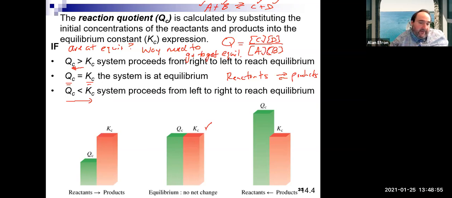Or you may do the calculation and go, oh, my Q value and my K value are the same, which means this system's already at equilibrium. It doesn't need to go either way to reach equilibrium because we're already there. So that's what we use the reaction quotient for. It's a way for us to determine whether we've hit equilibrium, and more importantly, if we didn't, which way we need to go to get to equilibrium, either make more products or more reactants.